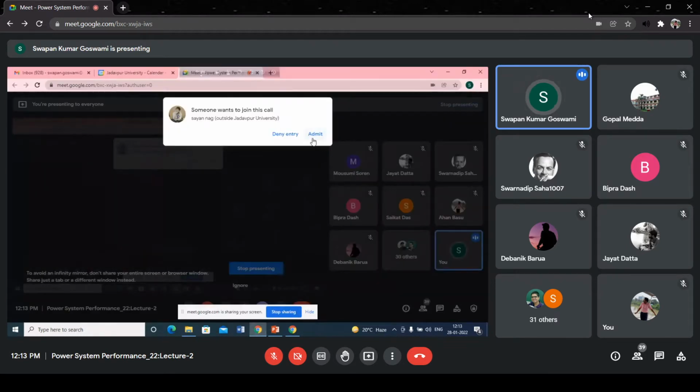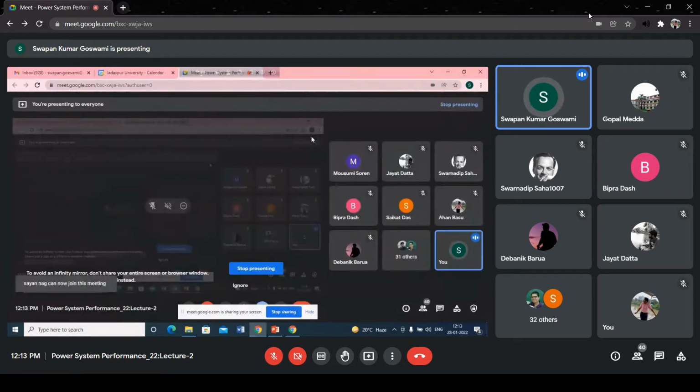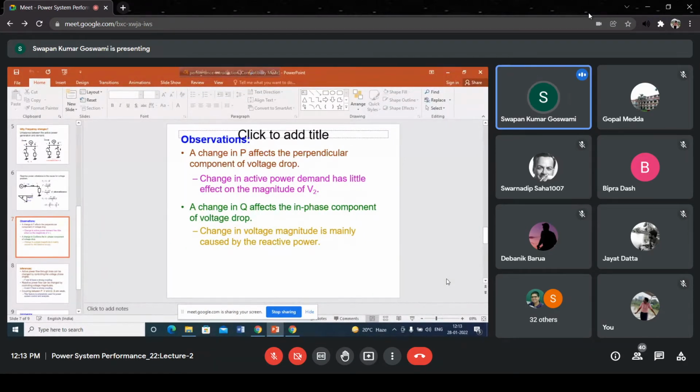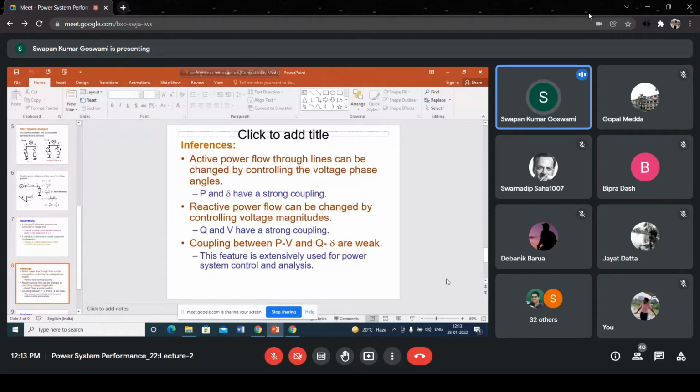This has to be kept in mind because this will be actually required on many occasions if you study power system. That means in the incoming courses this also will be required. So what are the inferences we can make? Active power flow through lines can be changed by controlling the voltage phase angle.